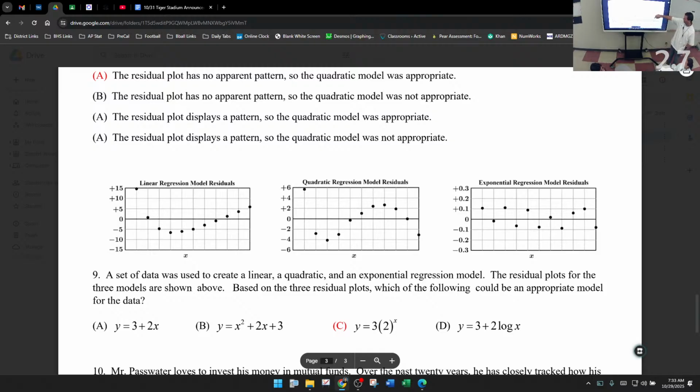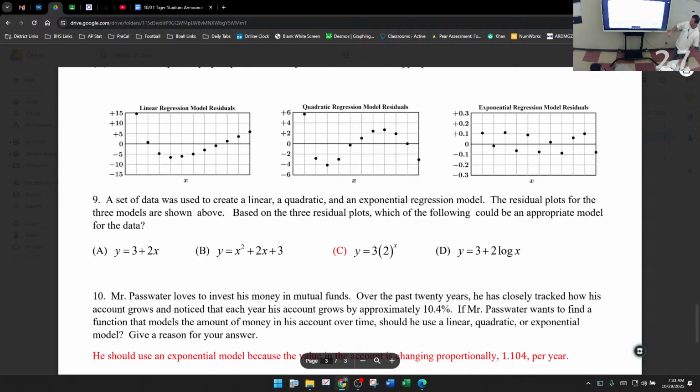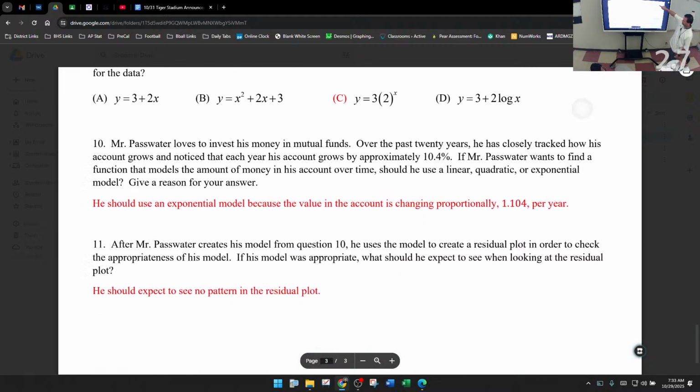And not only is it good because it's scattered, but it's also good because the residuals are really small. That means the points are really close to the line. Whereas these are 6, those are really bad because we're really far away. So this is the best one, and the only one of those 3 that's exponential is C. We haven't even talked about logs yet, although we will at some point. So I'm guessing at some point we'll do a logarithmic regression also. He should use an exponential model because the value of the account is changing proportionally, 1.104 per year. He should expect to see no pattern in the residual plot.